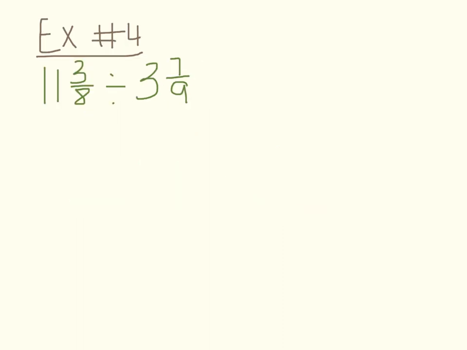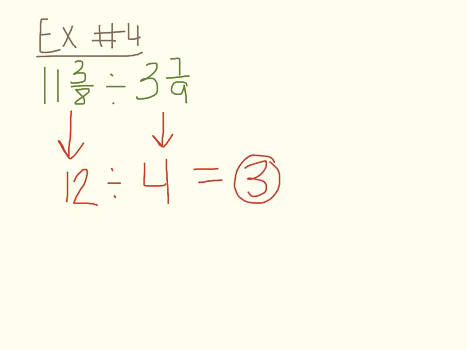All right, example 4, we have 11 3/8 divided by 3 7/9. So I'm going to change 11 3/8 to 12, and then 3 7/9 to 4. And I could have changed that to 3 also because that would have been a close number too. So when I divide 12 divided by 4, I get 3. Now since these are just estimates, as long as it's something close, then that's okay. Not everybody's estimate has to be exactly the same.